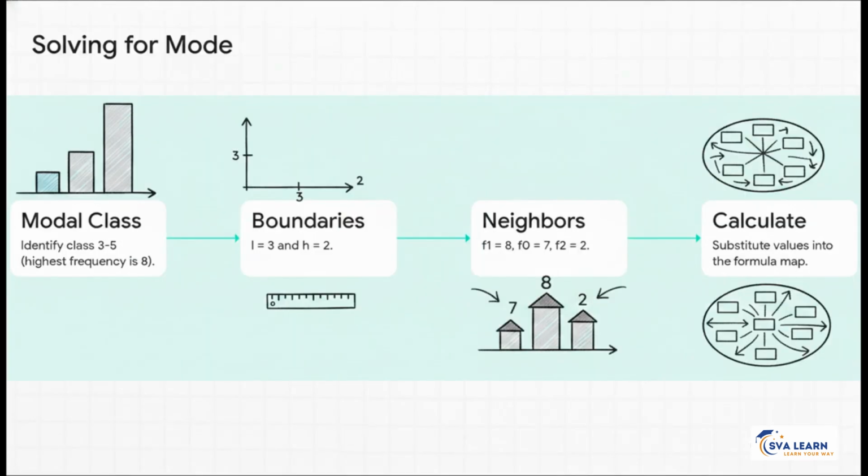Let's map this out, step by step, like we're building a case on a whiteboard. Our modal class is 3 to 5. So L, our lower limit, is 3. The class size, H, is 2, since 5 minus 3 is 2. Now for the houses. Our target frequency, F1, is 8. The neighbor behind it, F0, is 7. And the neighbor ahead, F2, is 2. You see what we did? You literally just pulled the numbers straight off the table and plugged them right into our map.